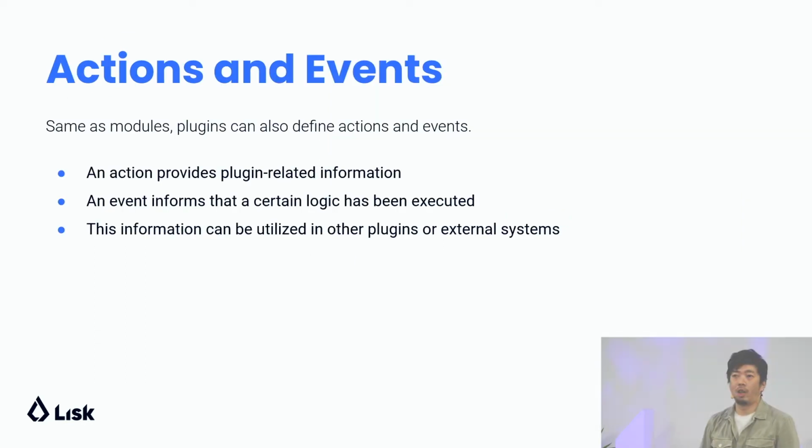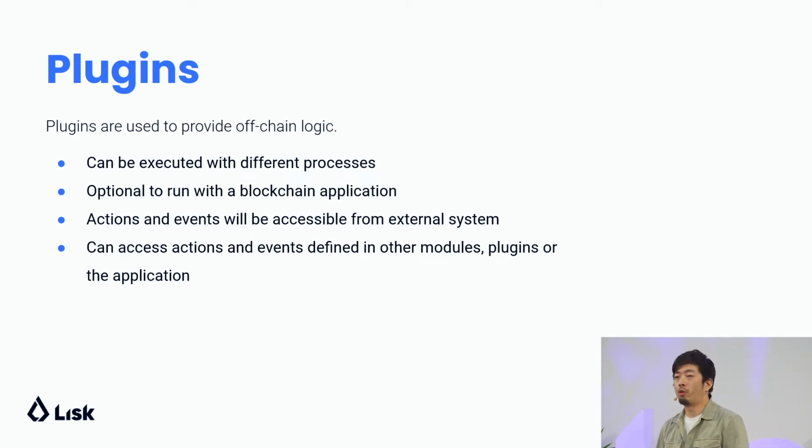So action and events are basically exactly the same as in the module. It is there to provide information to external systems or external module plugins. So in summary, a plugin is the way to provide off-chain logic and can be run in different processes. It is optional to run with a blockchain application, and it can expose action and events for internal data, but also it can access all the action and events registered into the module or plugin.